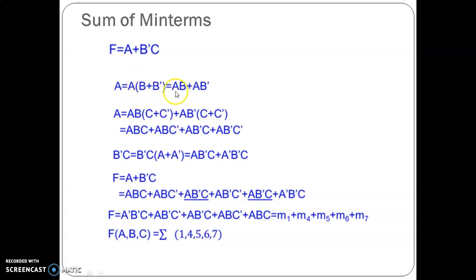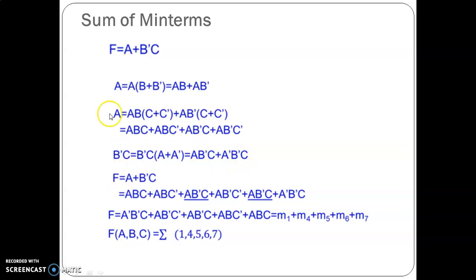Now the C term is missing in these terms. So we multiply AB with C plus C bar, because C plus C bar is 1. The same way AB bar is multiplied with C plus C bar, which is also equal to 1. So now multiplying inside, we get ABC plus ABC bar plus AB bar C plus AB bar C bar. Now we take the second term. As you can see, variable A is missing here. So we multiply this with A plus A bar. Since A plus A bar is 1, B bar C into 1 is the same as B bar C. So multiplying B bar C inside, we get AB bar C plus A bar B bar C.